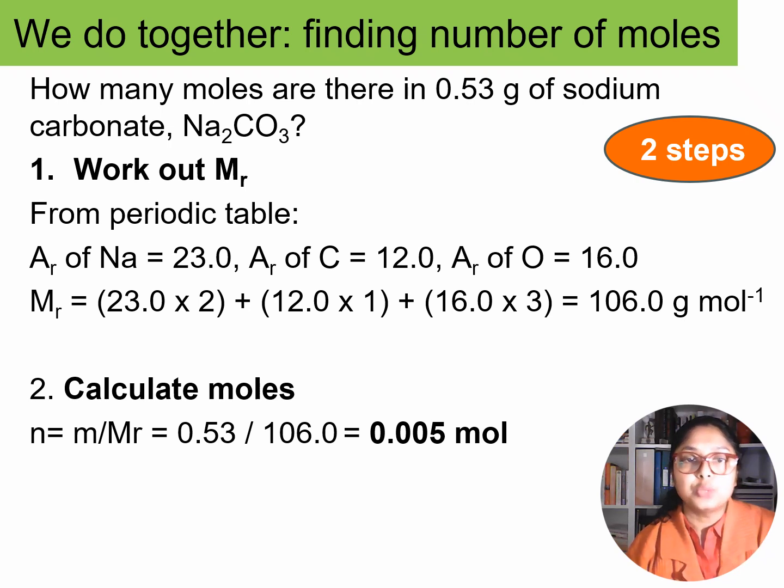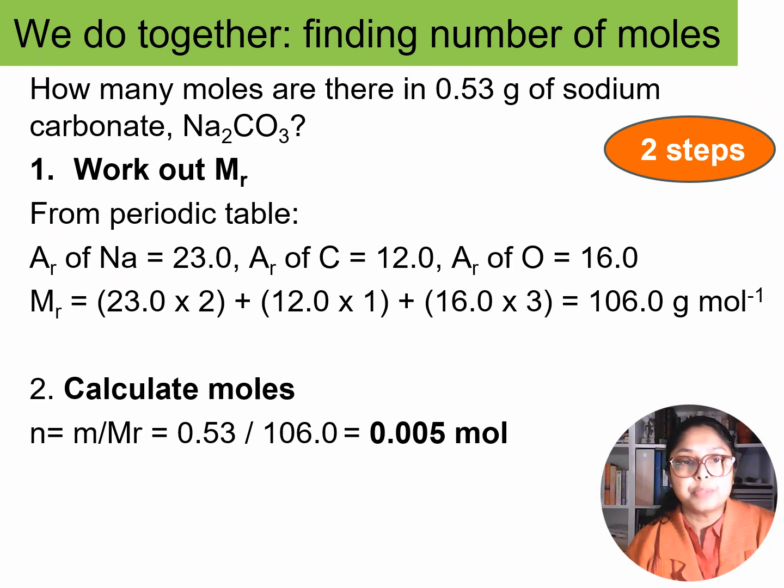Here, the question we are going to work on is, how many moles are there in 0.53 gram of sodium carbonate? The chemical formula is Na2CO3. We'll be calculating in 2 steps. Step 1, calculating Mr. Step 2, calculating moles using the equation. Step 1 is working out Mr from the periodic table.